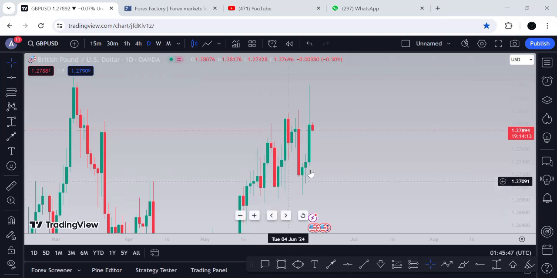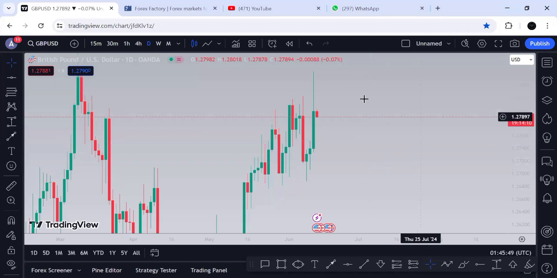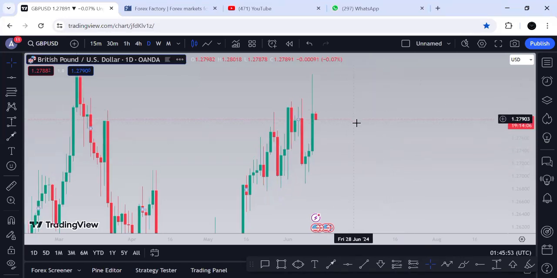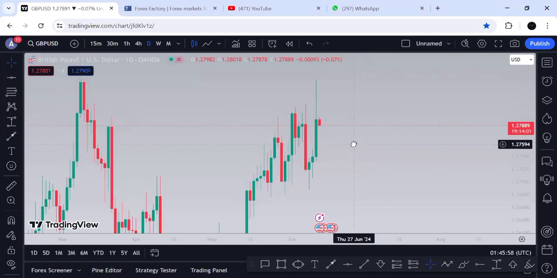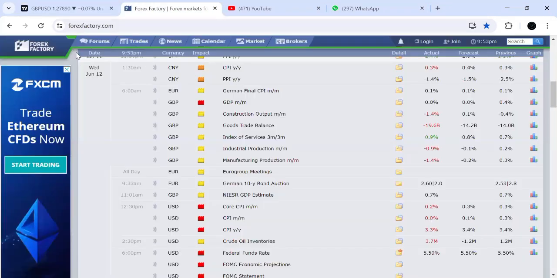Before I did my analysis, I checked the fundamentals, or the economic events for the day. The website I use to check the economic events is forexfactory.com. So I moved to forexfactory.com. The trade was taken on June 12th, so on June 12th, I checked the high impact news.